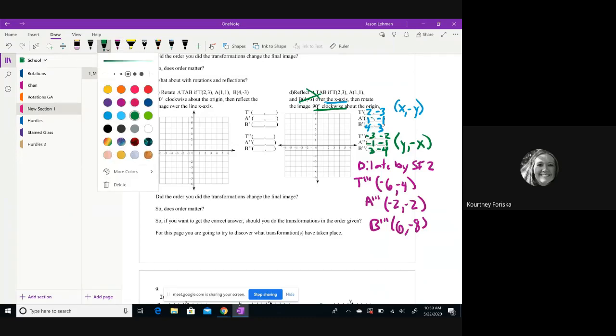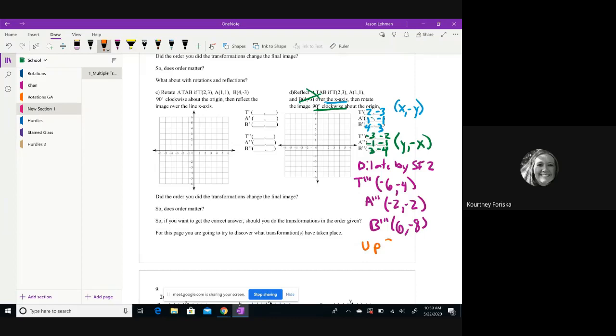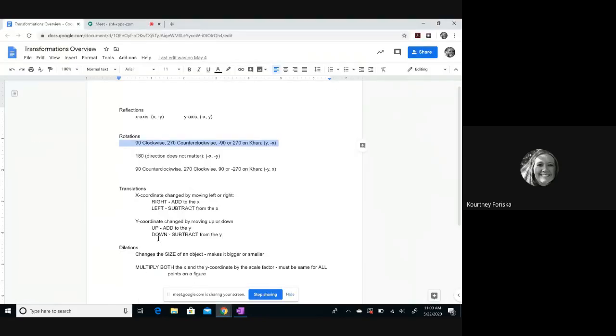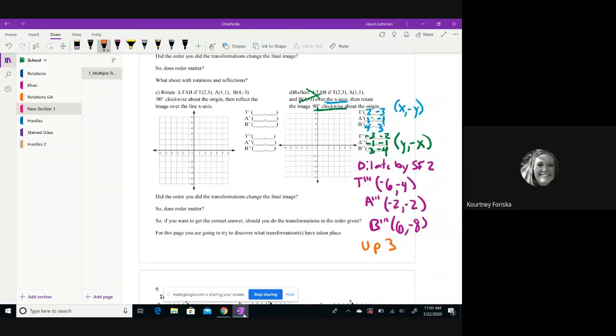Let's say now I want you to move up 3 units. Take a look back. Moving up 3 means I'm going to add to the y. So to move up 3, I'm going to do y plus 3. X's will stay the same. So this will be now T quadruple prime, so 4 marks because this is the fourth transformation.